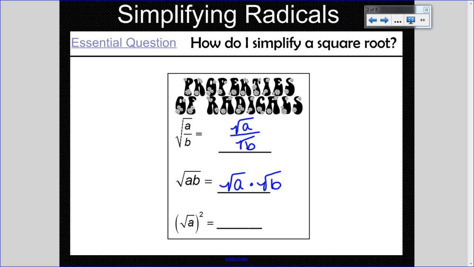Now this last one, the square root of a, the whole thing squared, just like when we solved problems using square roots. A square root undoes something squared, and it works the opposite. Squaring something undoes a square root. So if I'm going to square a square root, it just becomes the number under the radical. So it just equals whatever is under that radical.